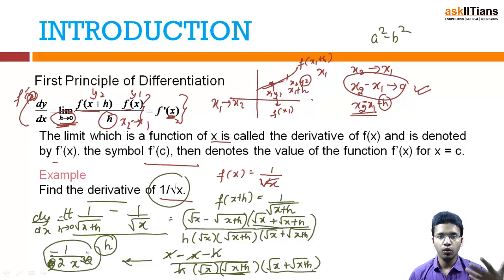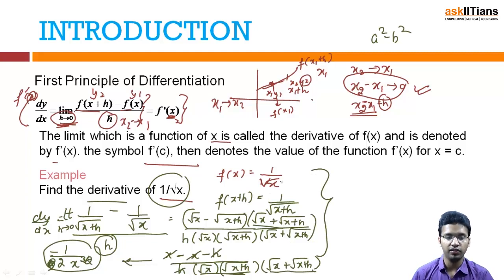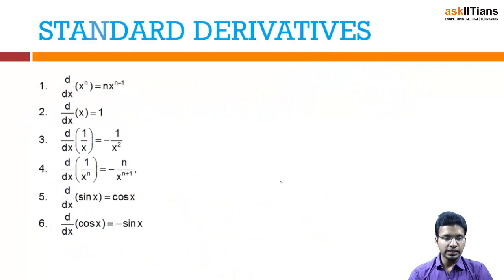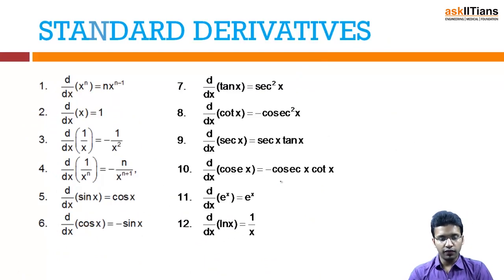Now you will learn this rule in terms of a formula itself. Later on, we will see how this comes, but the proof of every standard derivative lies in the first principle of differentiation. These are some standard derivatives. So what you have to do right after this is first note down all the derivatives.